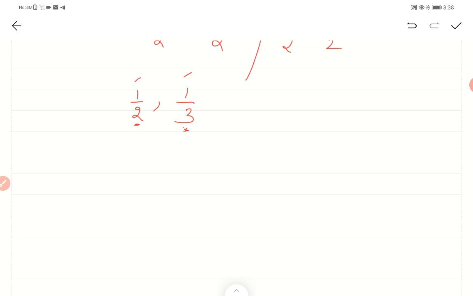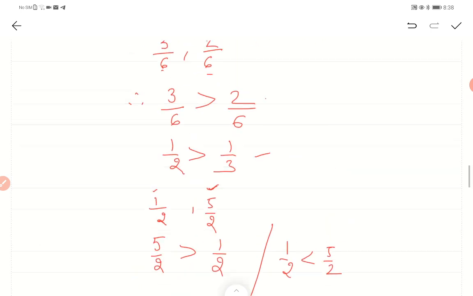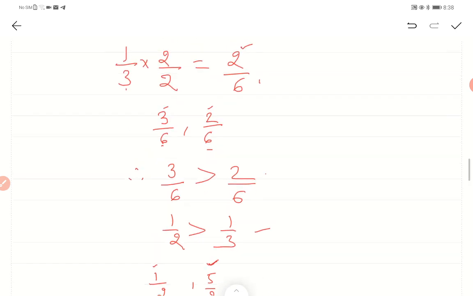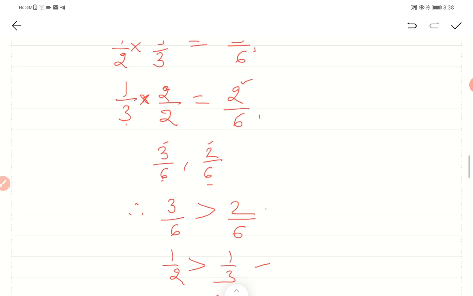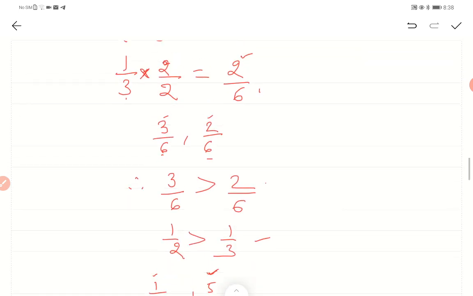Here, for denominators, among 2 and 3, 3 is greater. So 1 by 3 will be your smaller number. 1 by 3 is less than 1 by 2, or 1 by 2 is greater than 1 by 3, isn't it? We got the same result when we did it earlier by taking the multiple, that is the LCM. When you take the LCM of 3 and 2, you will get 6.